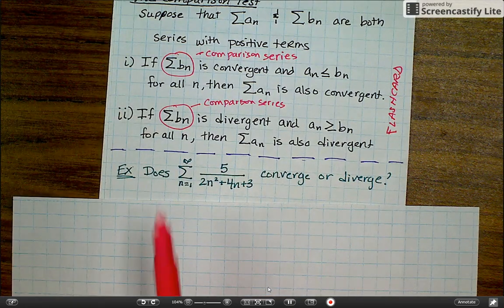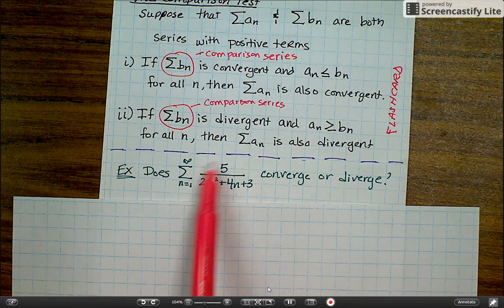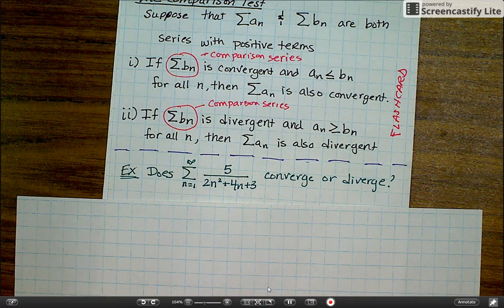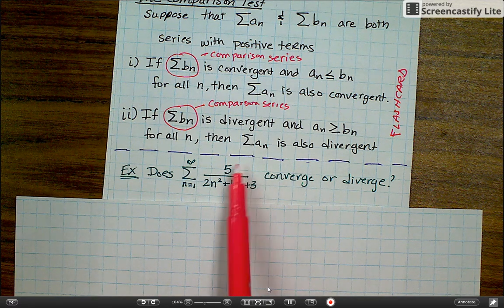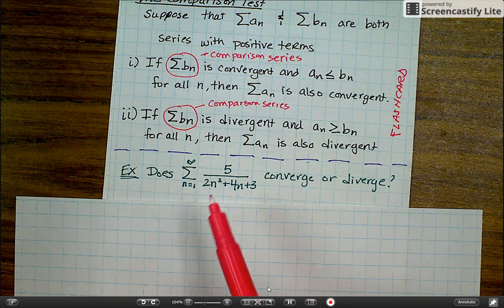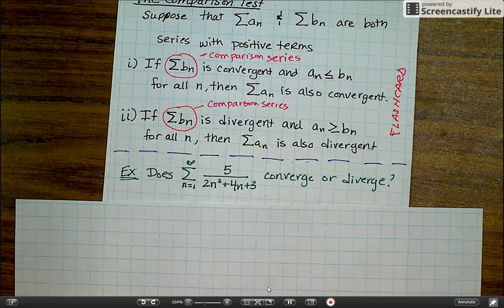Here's a question. Does this series converge or diverge? So if we look at it, we go, okay, well, I have this expression. I have 5 in the numerator. I have 2n squared plus 4n plus 3 in the denominator. Now, if you notice, there is this n squared there. Here's n to the first power, but the highest degree is n squared.